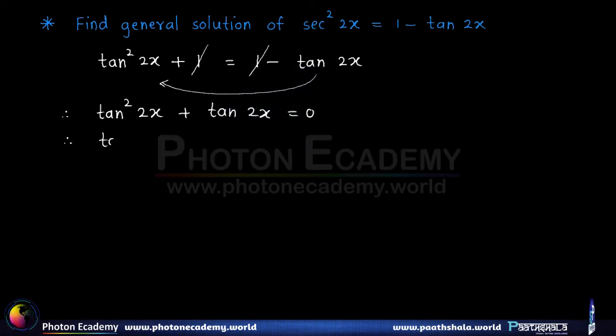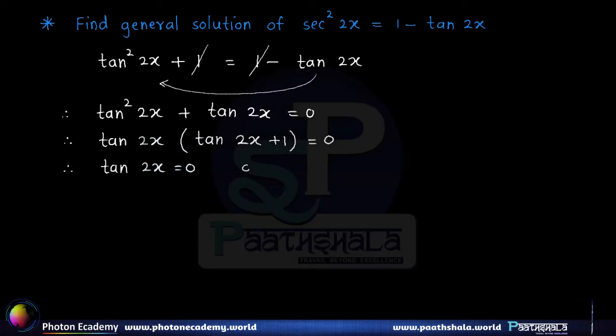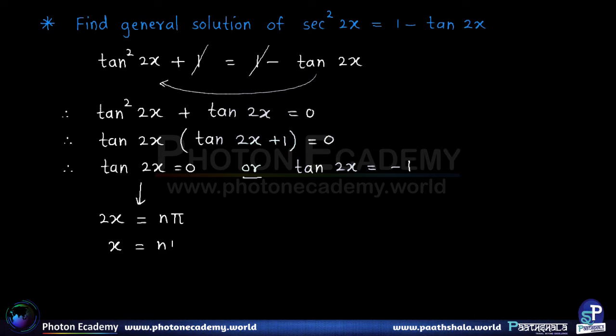So taking tan 2x common, we have tan 2x times tan 2x plus 1 equal to 0. So that gives us tan 2x is equal to 0 or tan 2x is equal to minus 1. Now tan 2x equal to 0 gives us the general solution as 2x is equal to n pi, which means x is equal to n pi by 2, right?